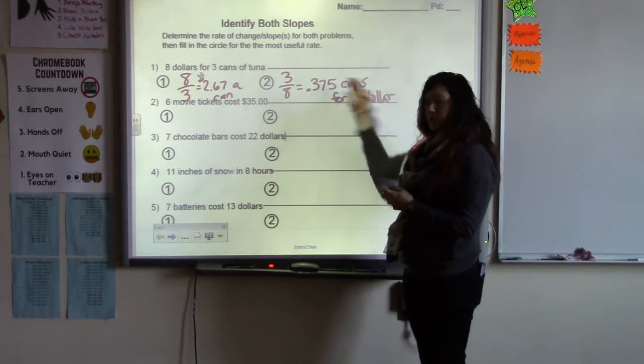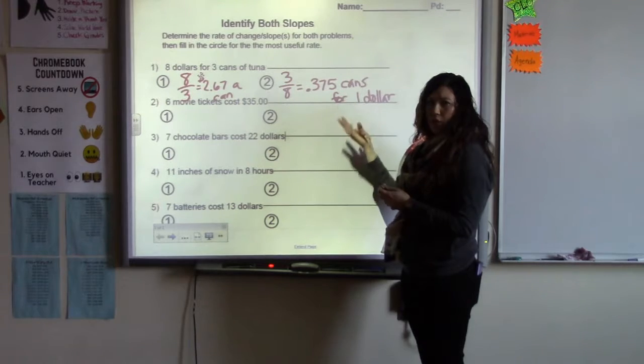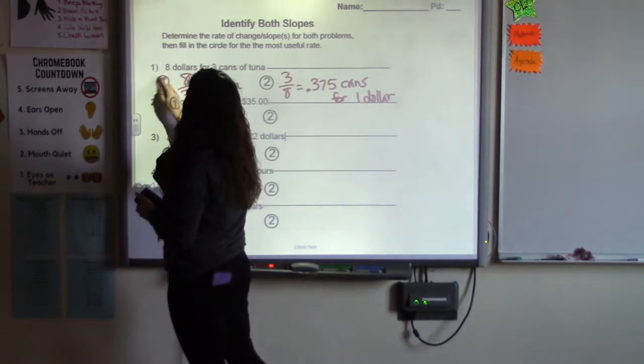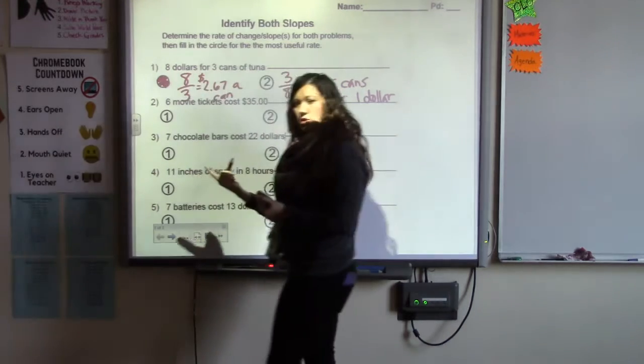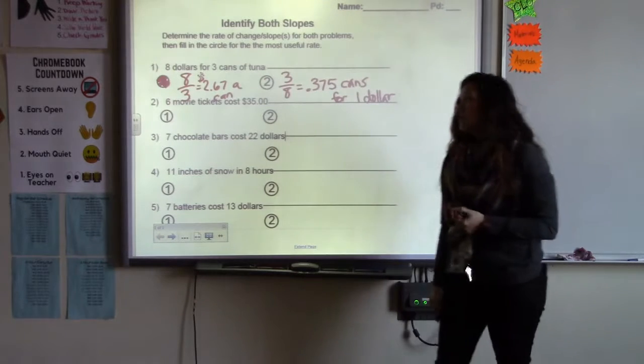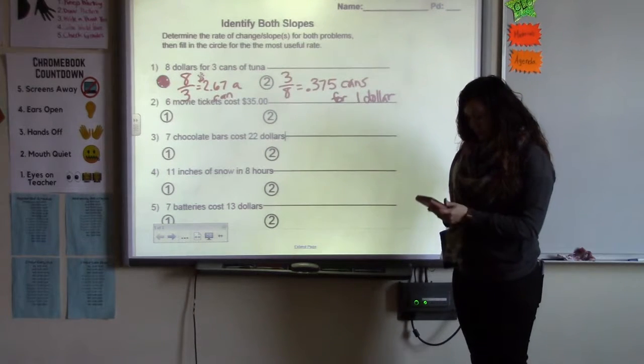Hopefully, you realize that this information is not really possible. You can't go to the store and buy 0.3 of a can, so we're going to fill in the 1. This is the information that's useful. Okay, if you need to pause so everyone can get this one written down, and we'll get started with the next one.